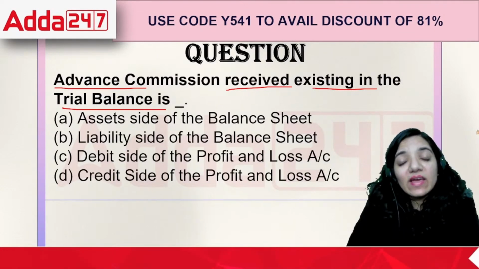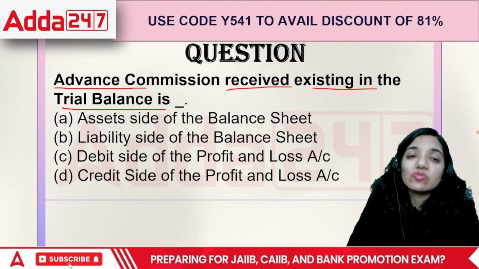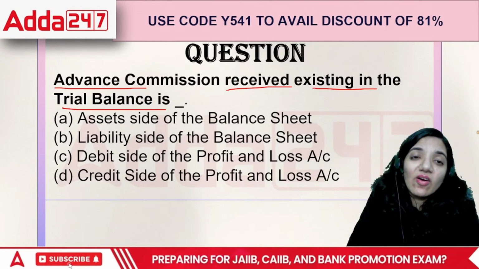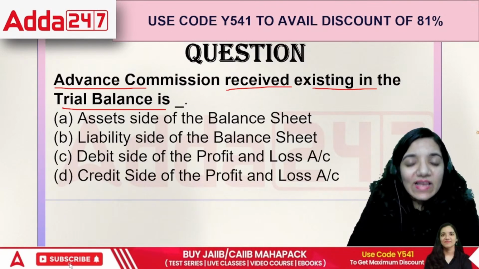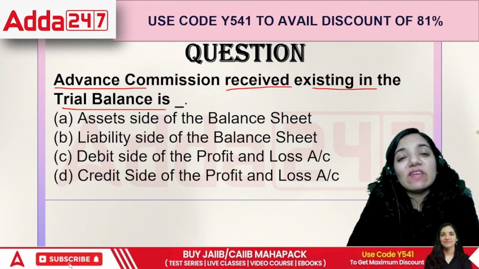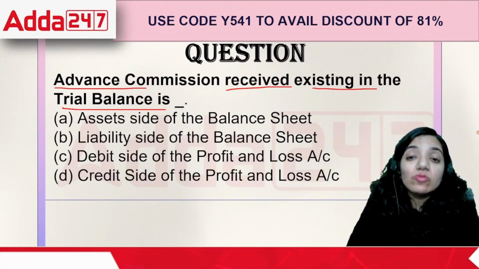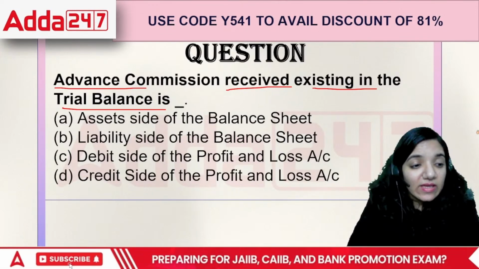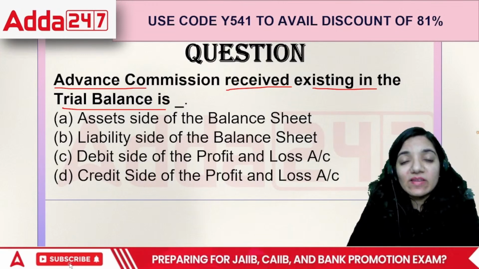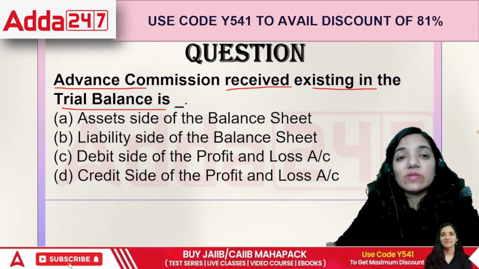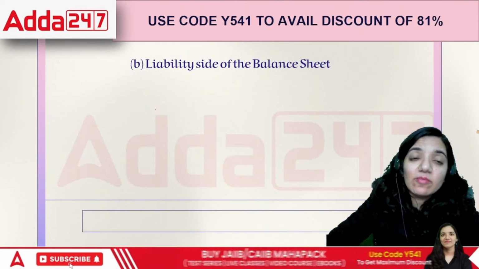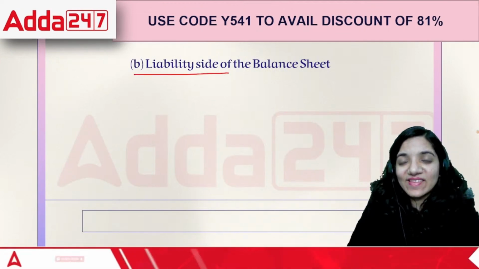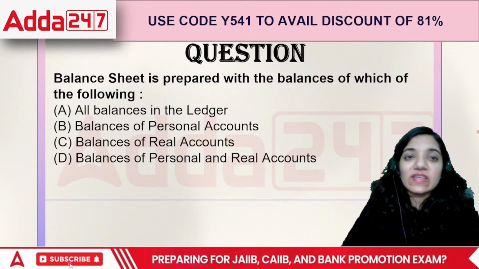So whenever I receive something in advance, it would be treated in the liability side of the balance sheet, because I've received in advance. That means I'm bound to serve that particular person in terms of the thing for which they have paid the commission already. So this means it would be treated as a liability because I owe to them, right? Then comes the next point.